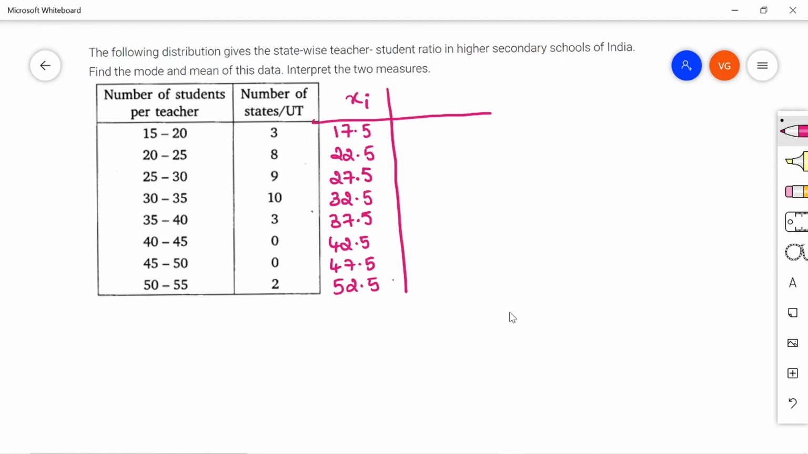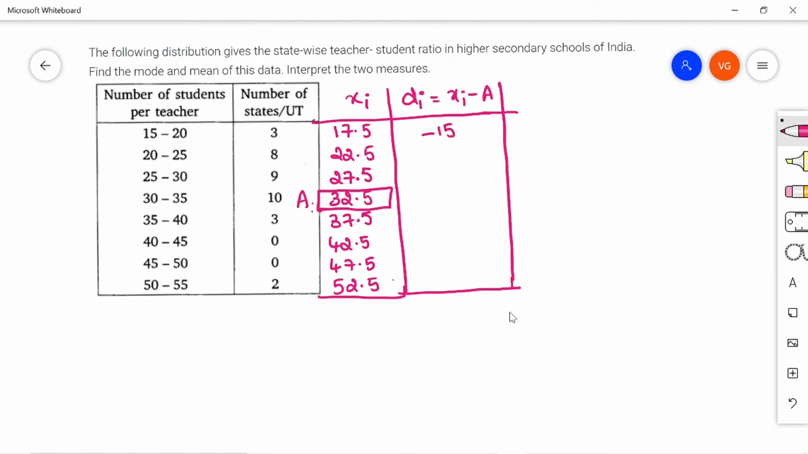Now let us calculate the deviation, di. So di is equal to xi minus a. For that we have to take the approximate mean here. So you have here totally 8 data points. So let us take this 32.5 as your assumed mean. So xi minus a, that is xi minus 32.5. So 17.5 minus 32.5, that is minus 15. Next 22.5 minus 32.5, minus 10.